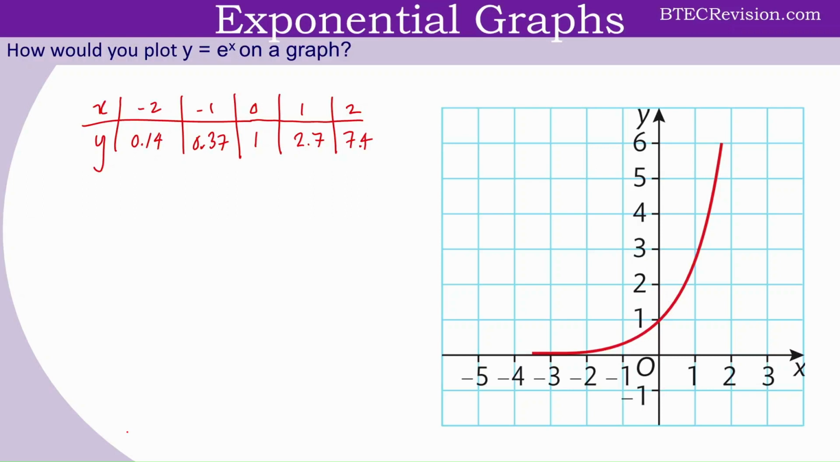Now we have a set of values, we can plot our graph. So let's start off with x is -2, and that's y is equal to 0.14. So that's about there, roughly. And for x is -1, our y value is 0.37, about 0.4. So that's there. And for x is 0, we have y is 1.